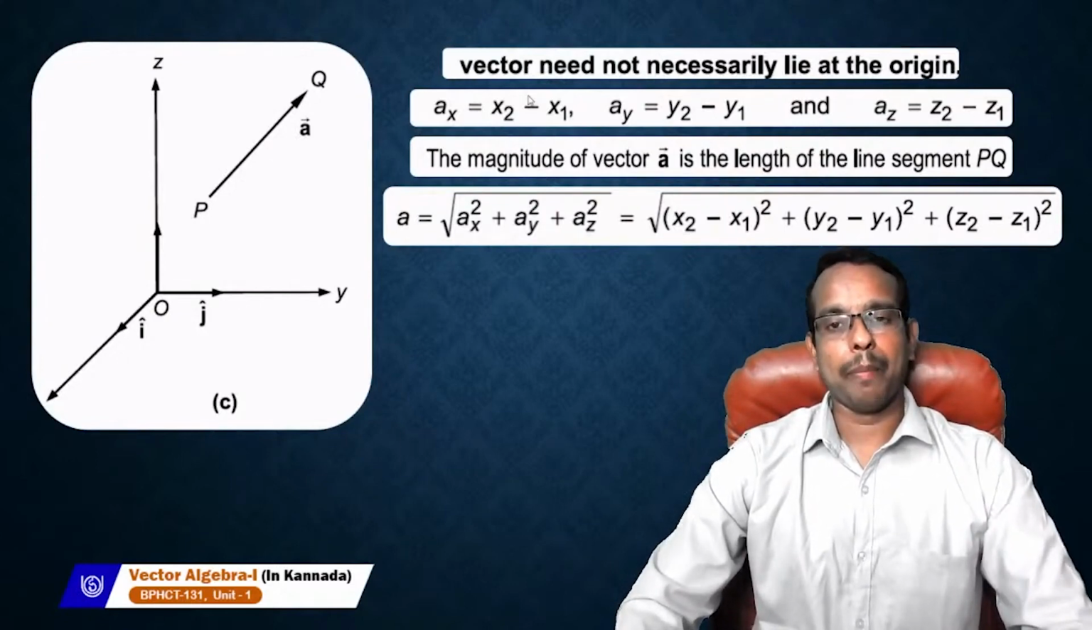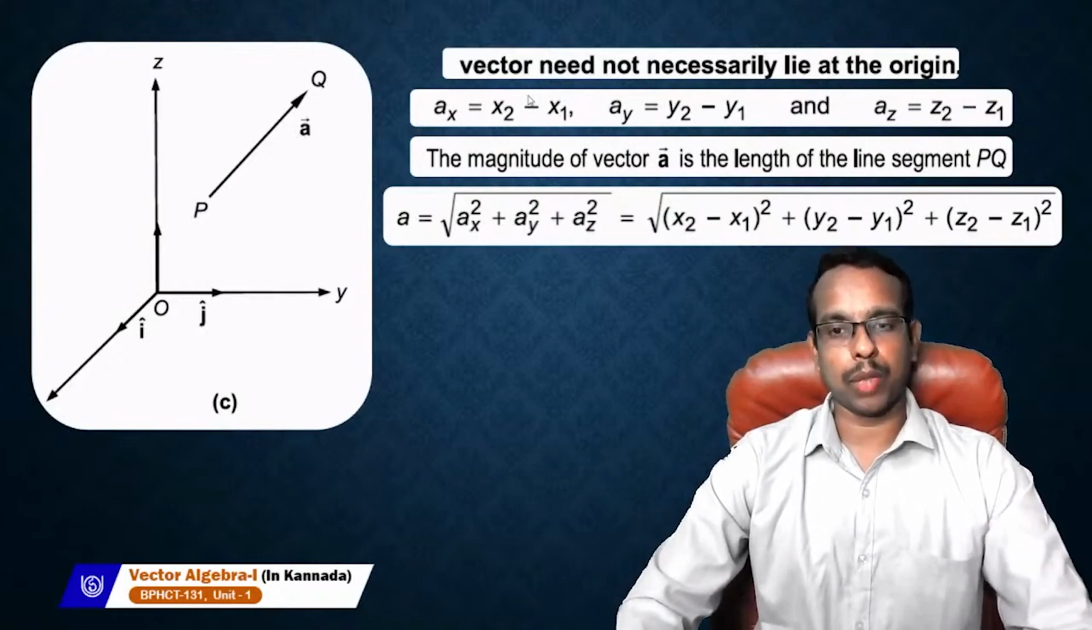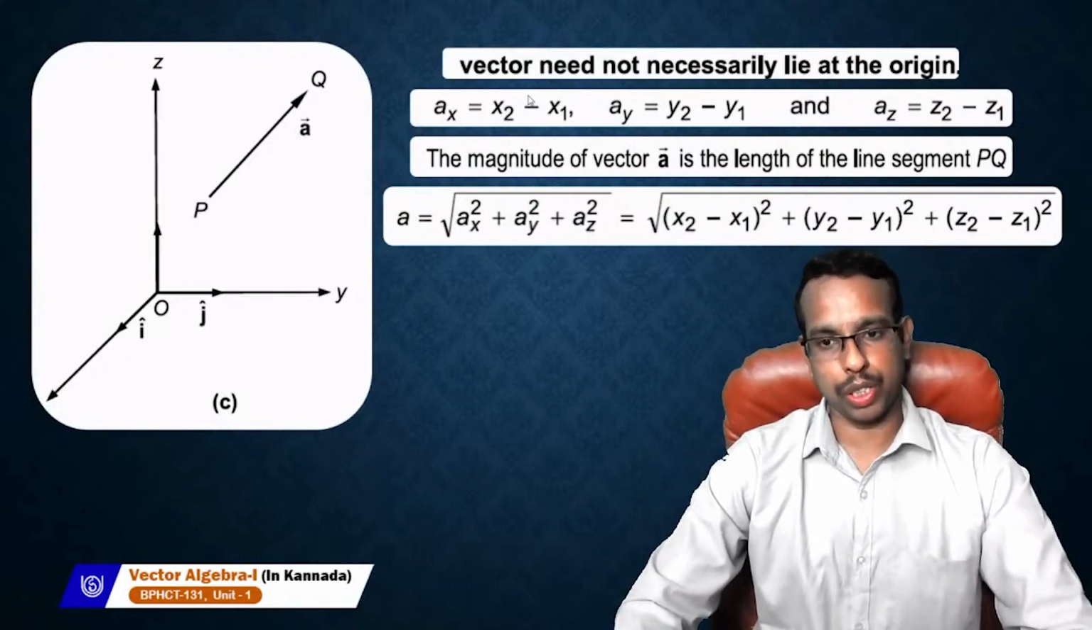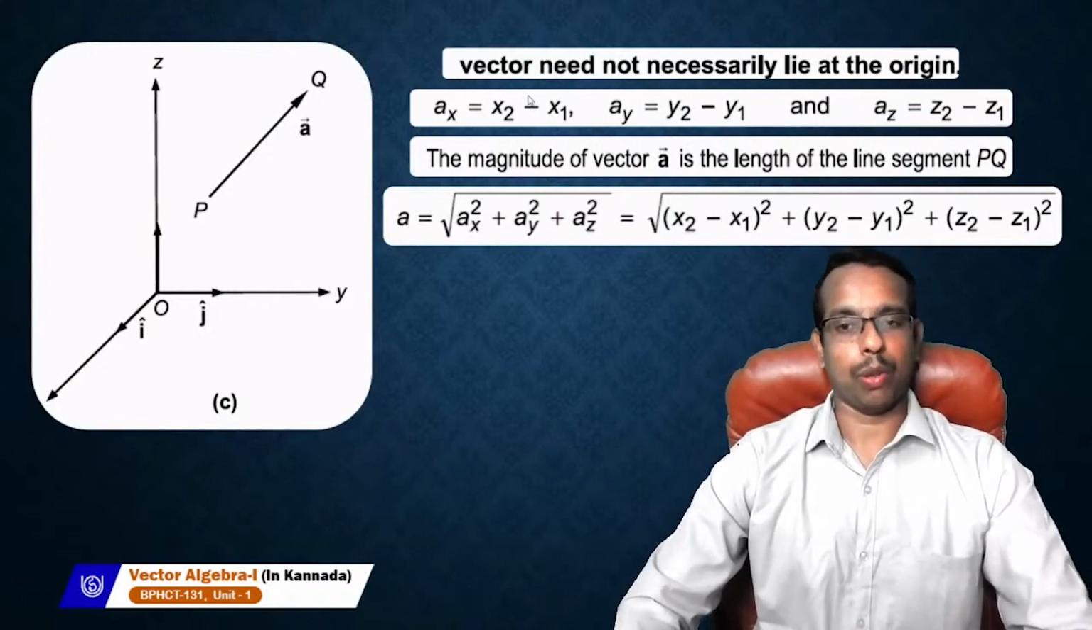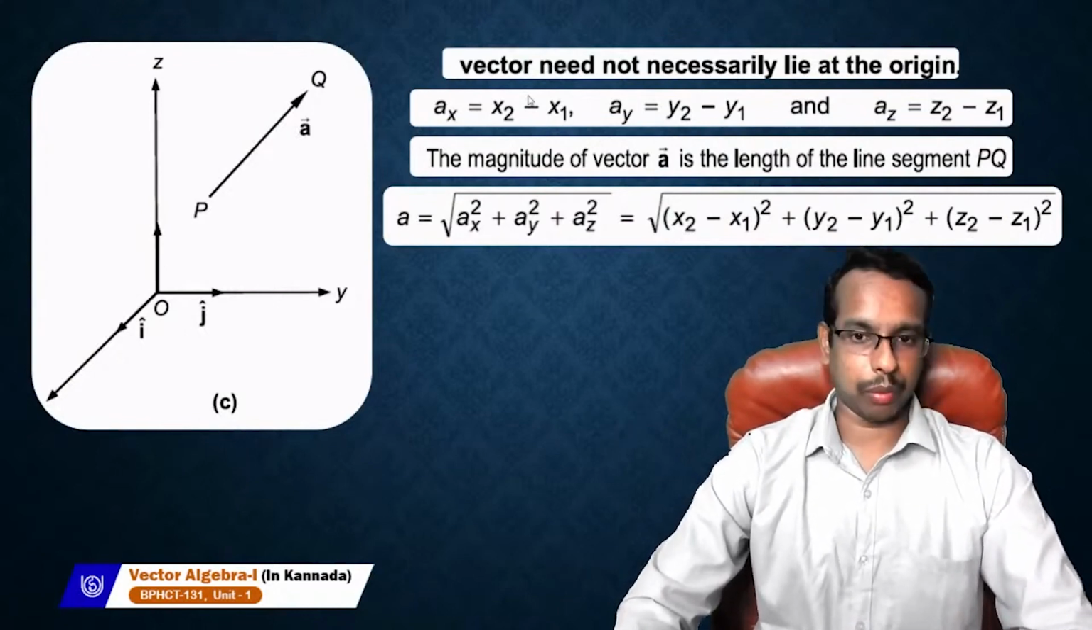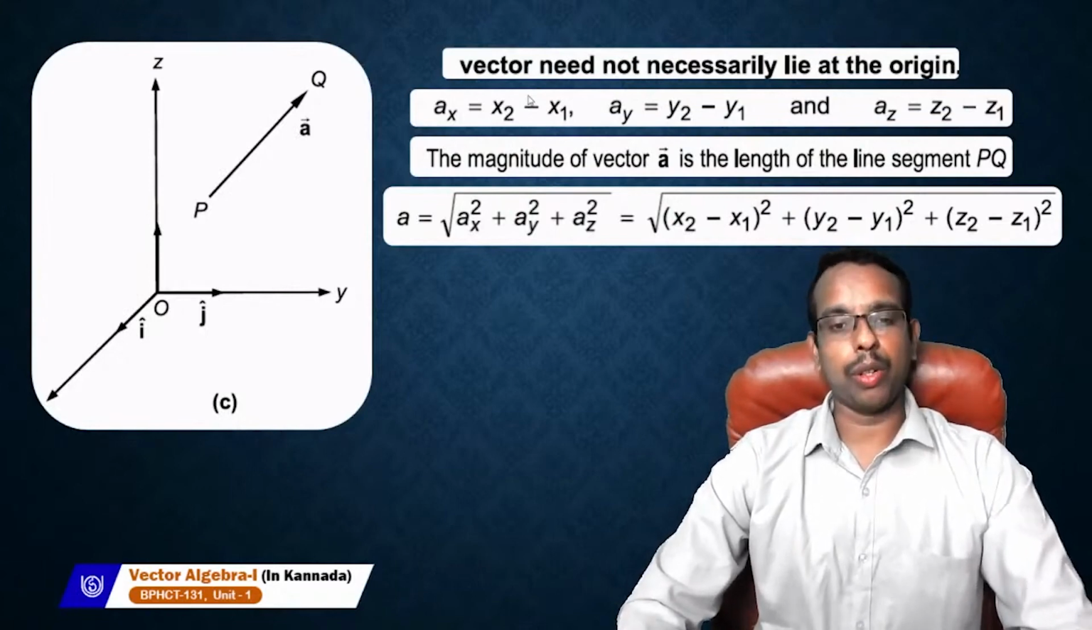Okay, simple. So what will happen is x1, y1, and z1 will obviously be 0 when the vector starts, or the tail of the vector starts, from the origin. If the vector doesn't start from the origin, then x2 minus x1, y2 minus y1, z2 minus z1 will come into the picture. Okay, so that is about the magnitude.